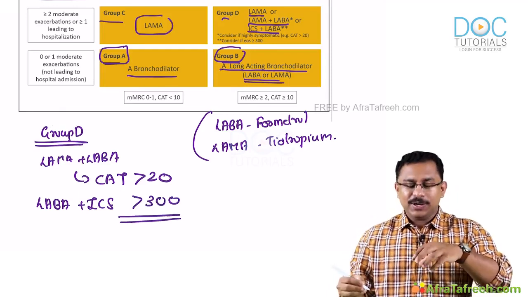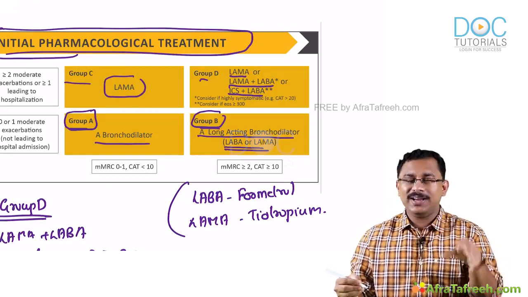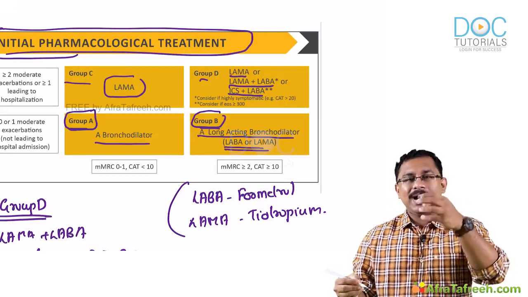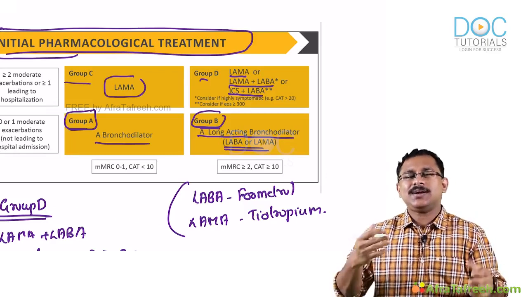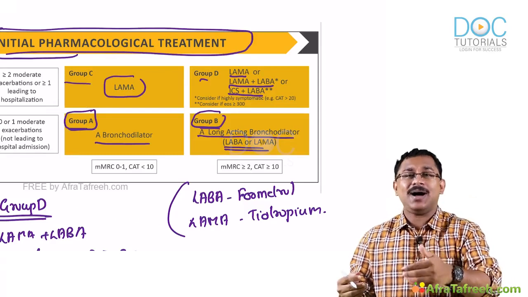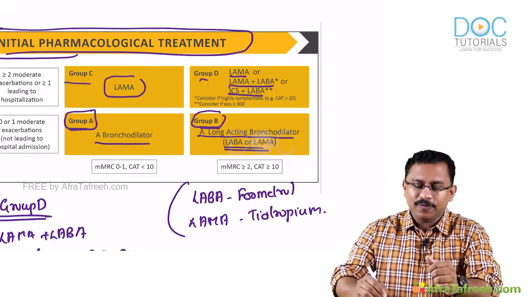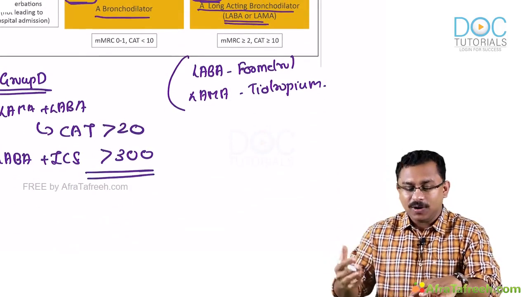So there, the decision whether the patient is on LAMA alone, I am talking of Group D, LAMA alone or LAMA plus LABA or LABA plus ICS, depends on certain other parameters. If you have a higher CAT score, you will go for a LABA plus a LAMA. Then if the eosinophil count is more than 300, you will go for inhaled corticosteroids.